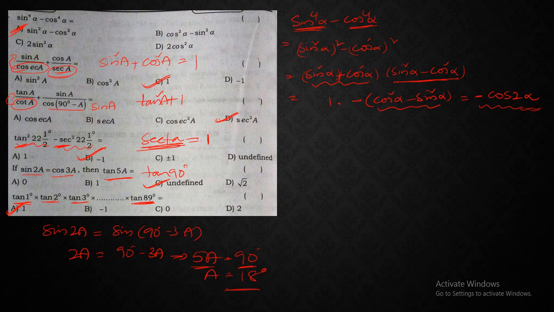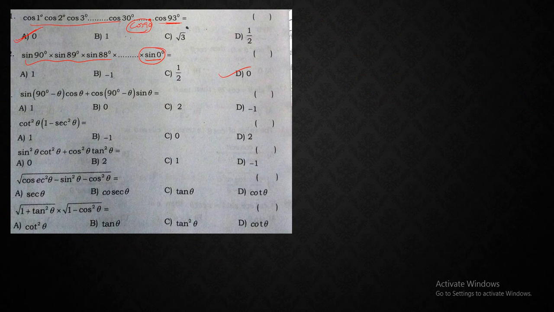Whereas in the previous question, he did not mention the tan 0 value. If tan 0 were given, then the answer would be 0. Here he started from tan 1 to tan 89, so that's why the answer is 1. But in these two questions, there are terms which make the whole thing 0. You need to understand that, right? Next, moving on to one more question.